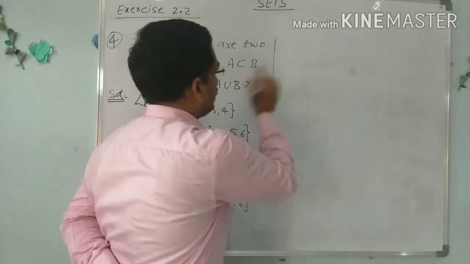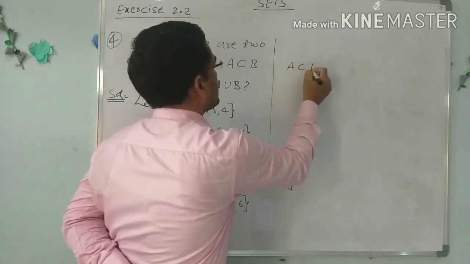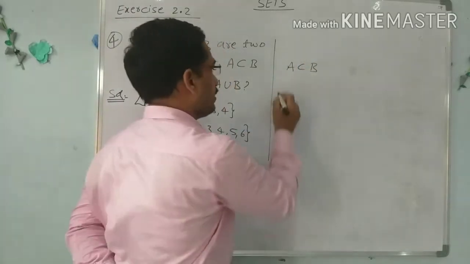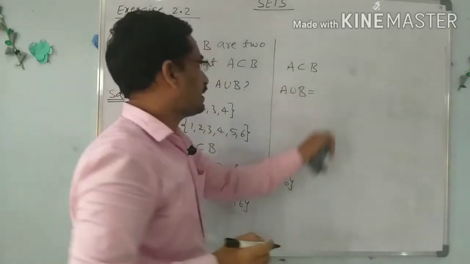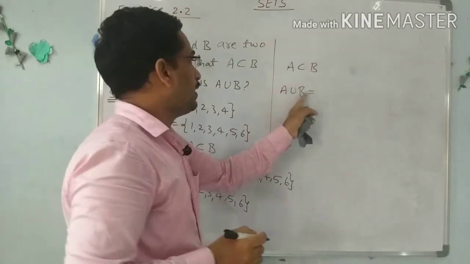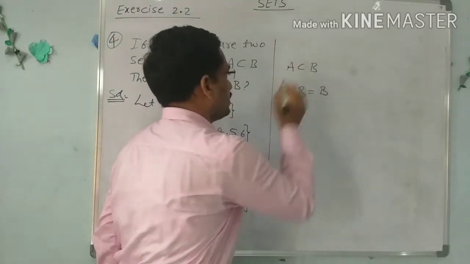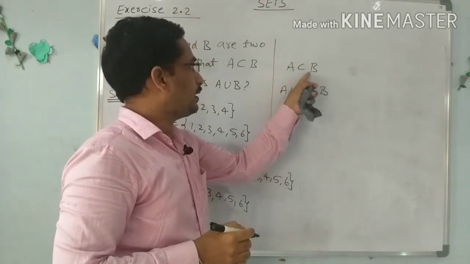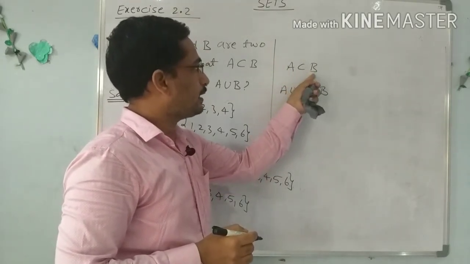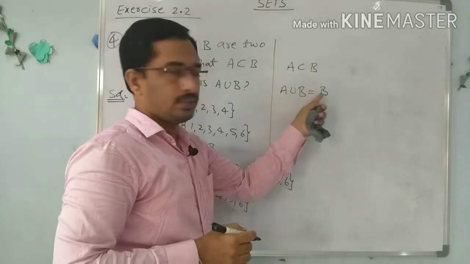In general, not only in this problem, if A is a subset of B, A union B is always the biggest set. Here the biggest set is B. So A union B is the biggest set, which means A union B equal to B. A is the smallest, A is a subset of B. A is a smaller set and B is the biggest set. Then union means always the biggest set.